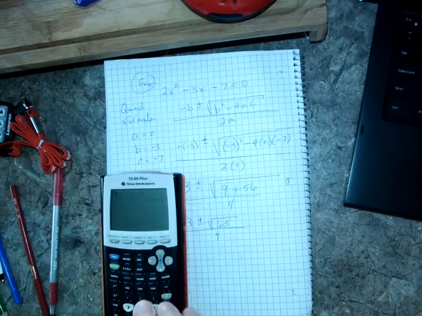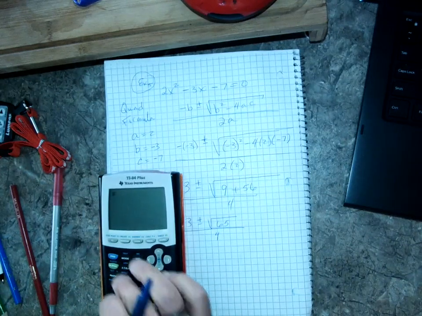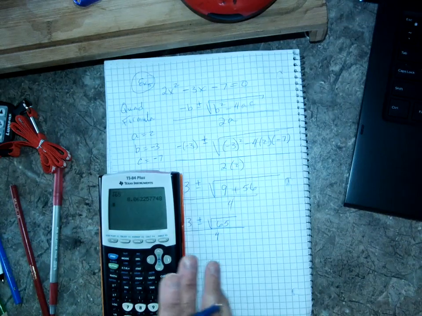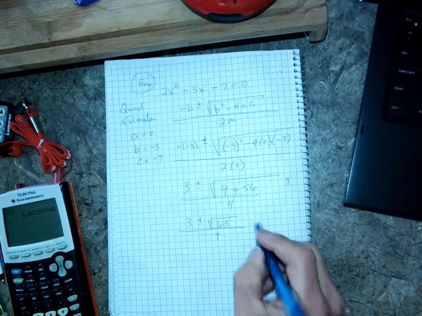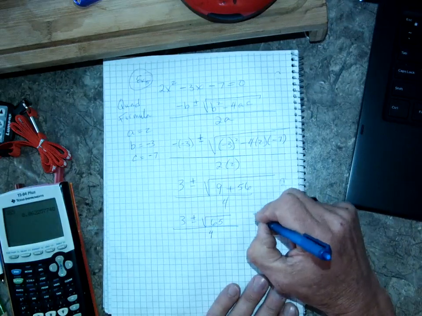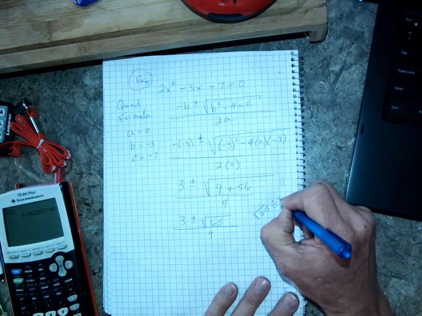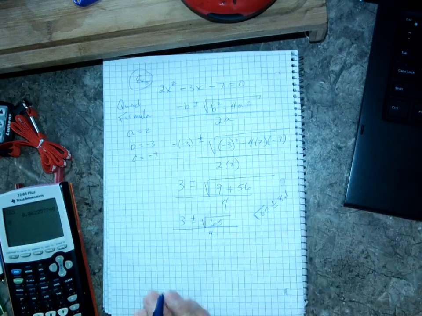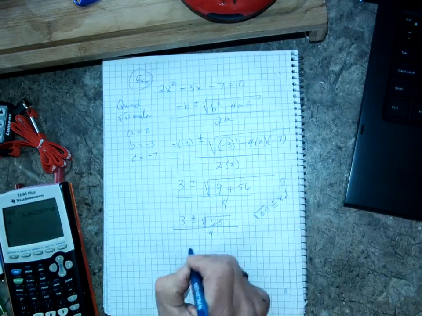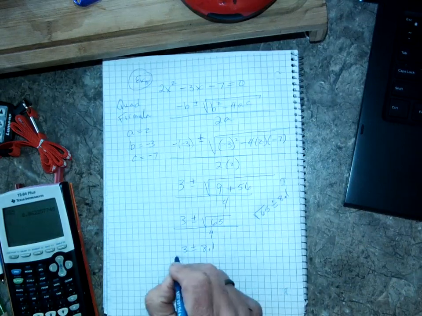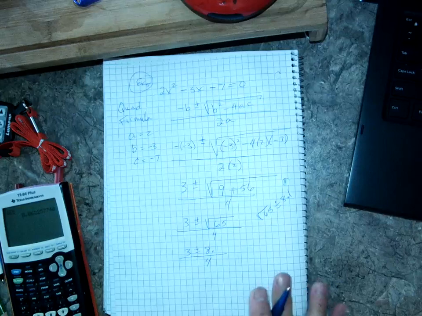65 is, but I'm going to go square root 65. I get about 8.1. We're going to round it up to 8.1, okay? So square root of 65 is approximately 8.1. Okay, we're going to round up. So we're going to have 3 plus or minus 8.1 all over 4.